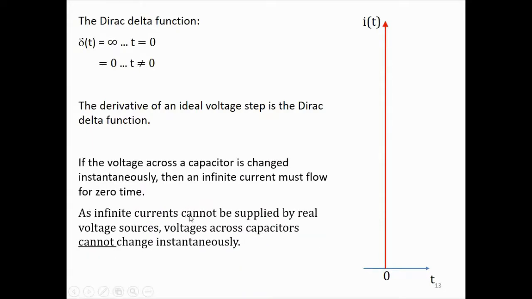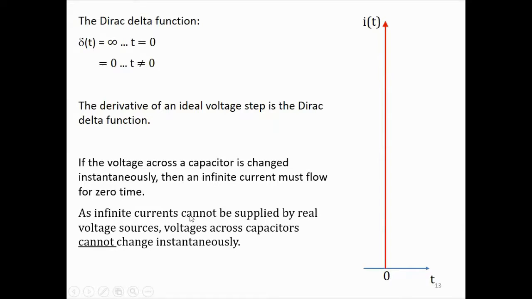Now, of course, in real systems, real voltage sources cannot supply infinite currents. And because real voltage sources cannot supply infinite currents, what that means is that in real systems, capacitor voltages will not change instantaneously. This is a very, very important principle and a fact that we must always remember.